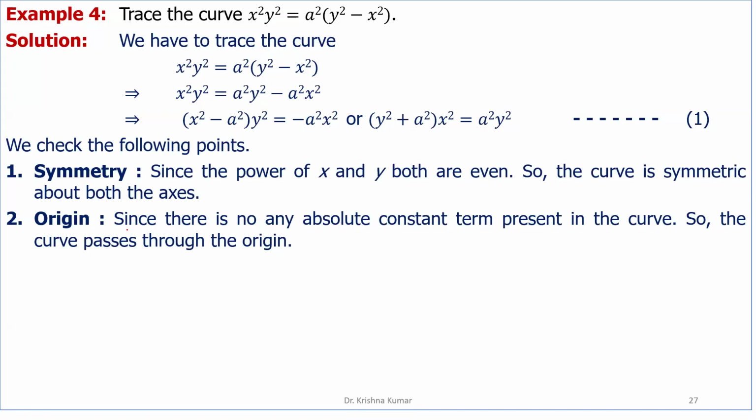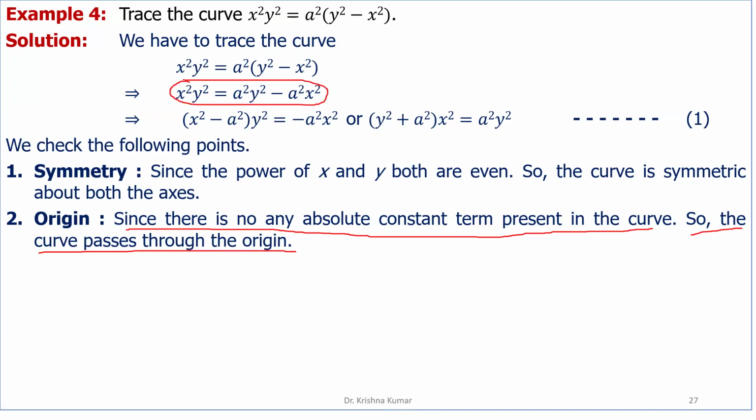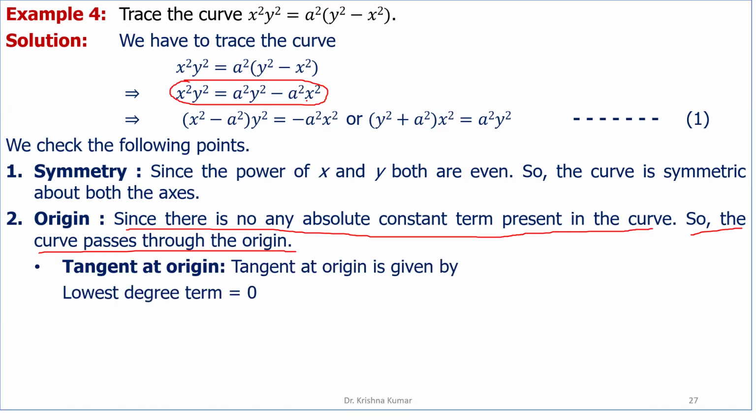Now, since there is no absolute constant term present in the curve, the curve passes through origin. And if we see this curve, there is no absolute constant. Each and every term contains the variable x, y. So this curve passes through origin. Now, the second question arises, if it passes through origin, then how to find the tangent at origin? So we know that tangent at origin can be obtained by equating the lowest degree term equal to 0. So what is the lowest degree term over here?